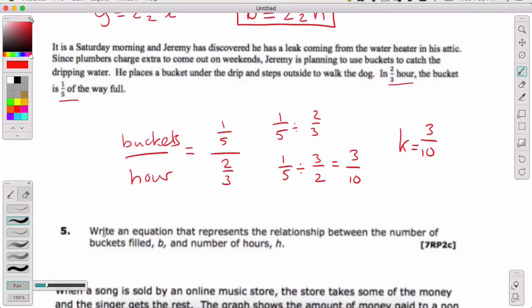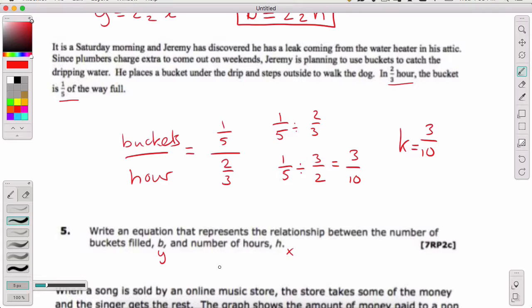Now the question is, write an equation that represents the relationship between the number of buckets filled, B, and the number of hours. Okay, so this is going to be similar to my Y. Number of buckets is my Y, and number of hours is the X. I'll annotate that as a Y, and I'll annotate that as an X.